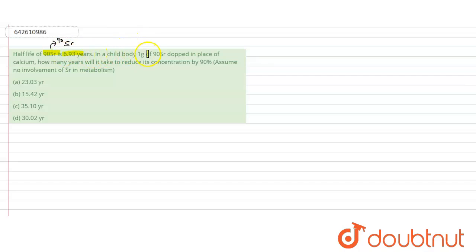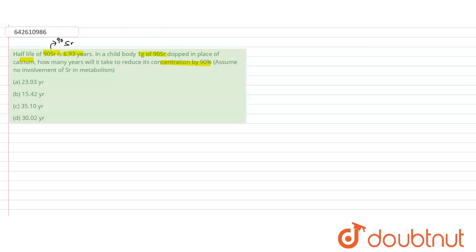In a child's body, 1 gram of strontium-90 is deposited in place of calcium. How many years will it take to reduce its concentration by 90%? Assume no involvement of strontium in metabolism. So we have to find the time, that is, how many years it will take to reduce its concentration by 90%.